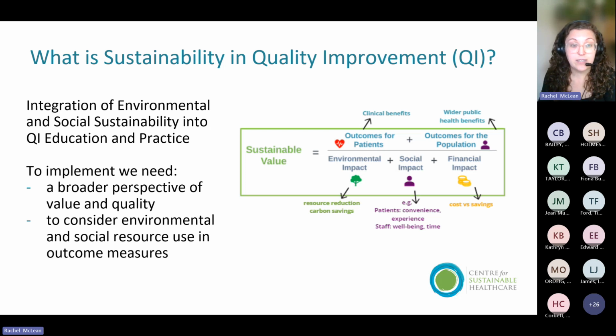So the other thing we need to consider is our measurement. To be able to demonstrate and share the impact that we've had, we need to think about environmental and social resource use in any potential improvement effort, and also think about what outcome measures we could use to show the changes in this resource use.